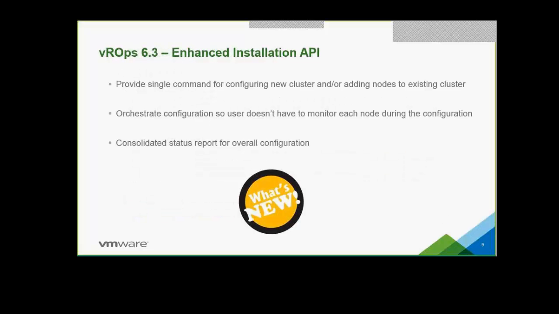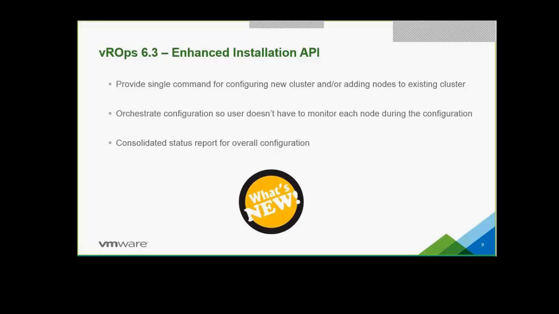Moving on to 6.3, apart from the changes to configure the objects, there are new APIs which are available to do the enhanced installation of your vROps cluster itself. So you can actually go ahead and just provide a single command for configuring a new cluster or adding nodes to an existing cluster. You can orchestrate the configuration so the user doesn't have to monitor each node during that configuration.